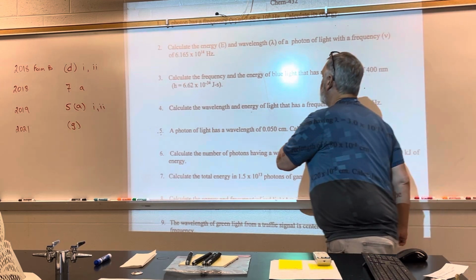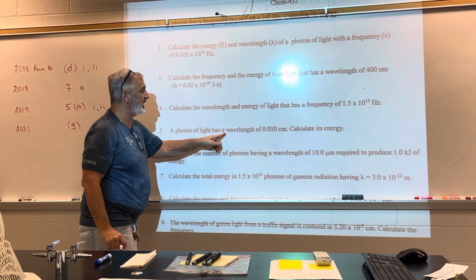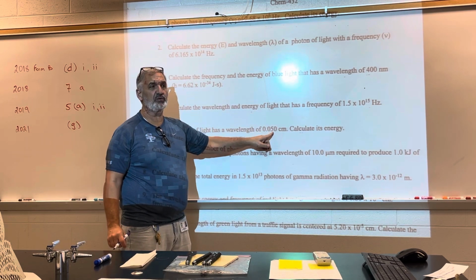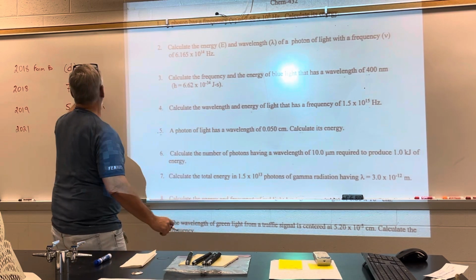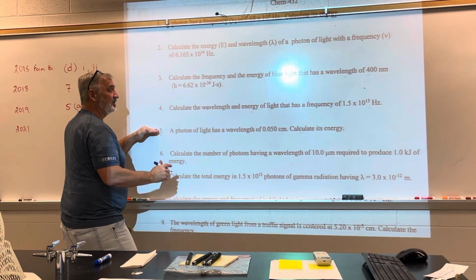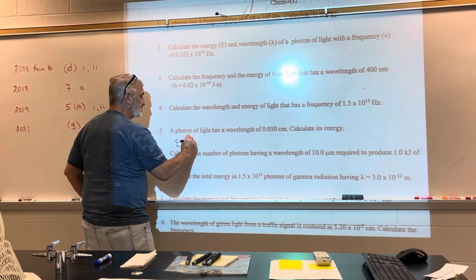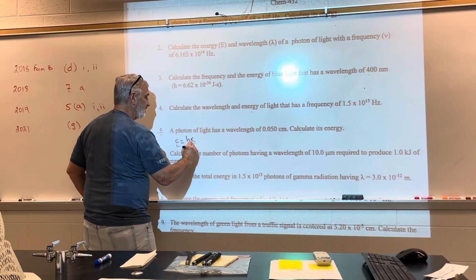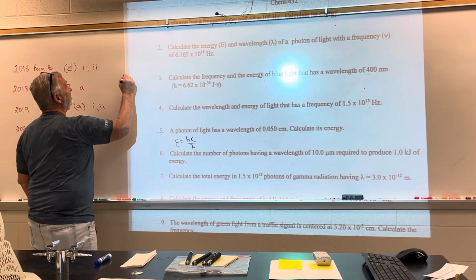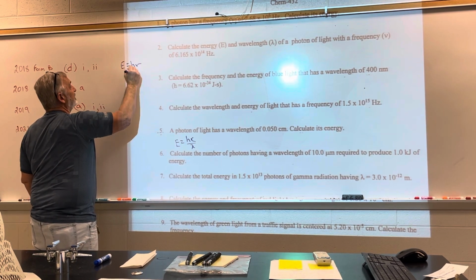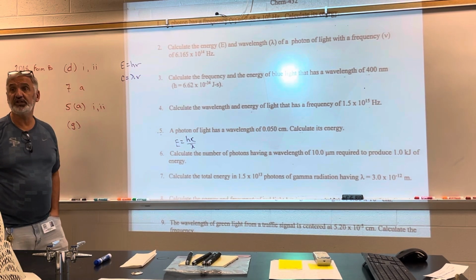Okay, number 5. A photon has a wavelength of 0.05 centimeters. First thing, what do we have to convert that to? Meters. When we calculate its energy, E is equal to hc over lambda. That equation is not given; you're given E equals h nu and c equals lambda nu on your equation sheet.